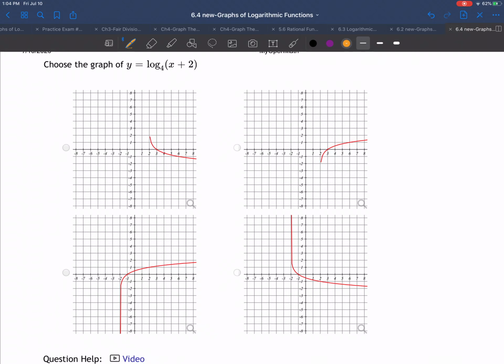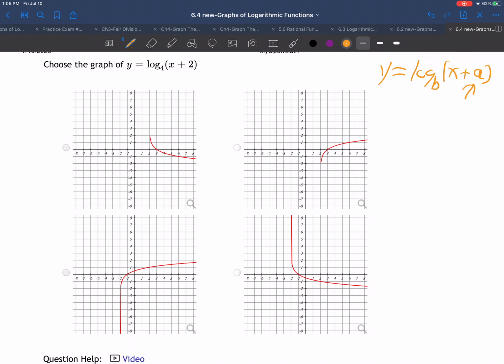Here we have an example of graphing a log function and picking the right multiple choice graph down there. Okay, so how do we do it? So let's remember that generally y equals log base b of x plus a.